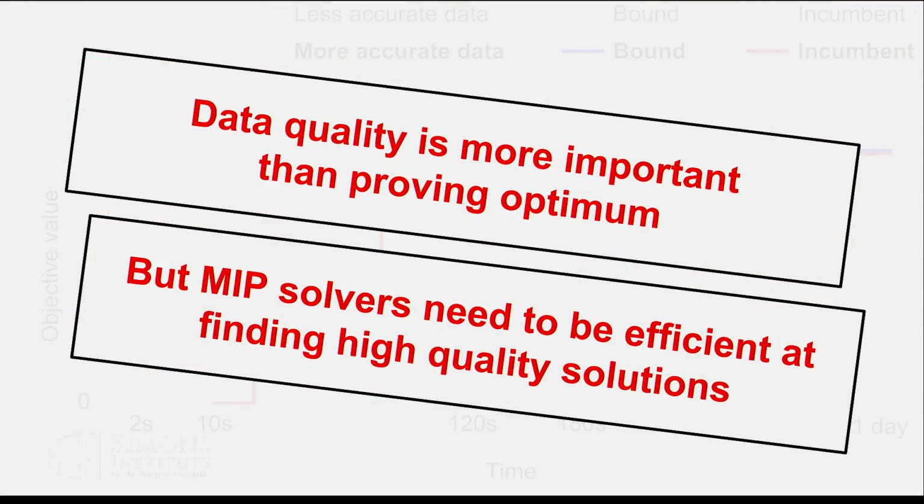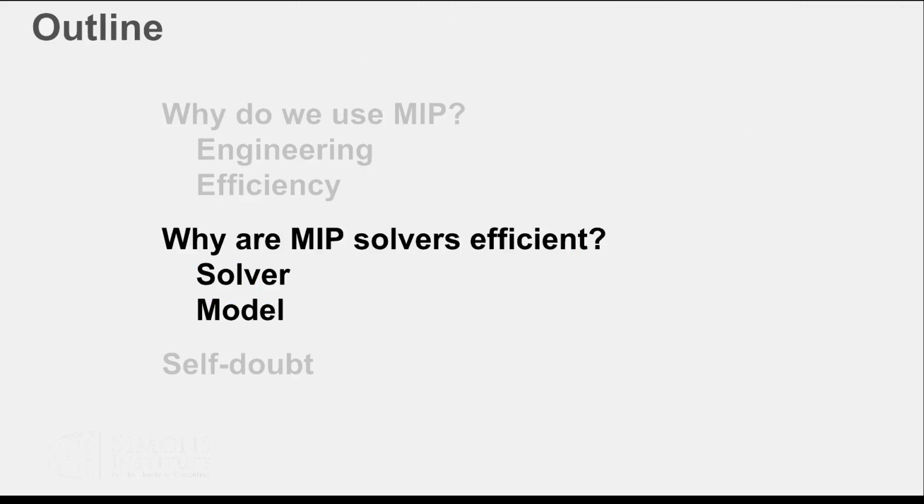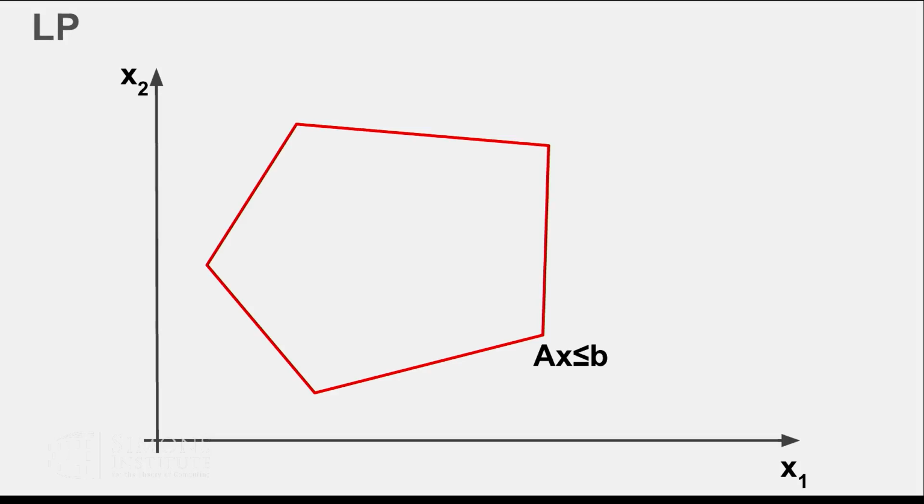All right. So we still need MIP solvers to actually find high quality solutions very, very fast. So why are MIP solvers efficient? Very quickly, how does a MIP solver work? I guess that most of you know this stuff. So first, how to solve an LP.